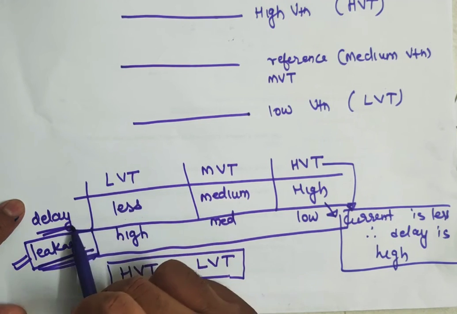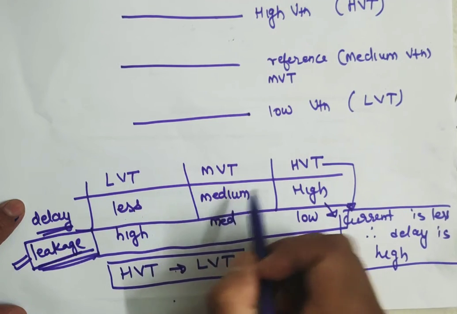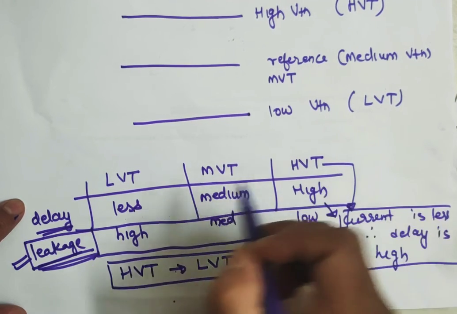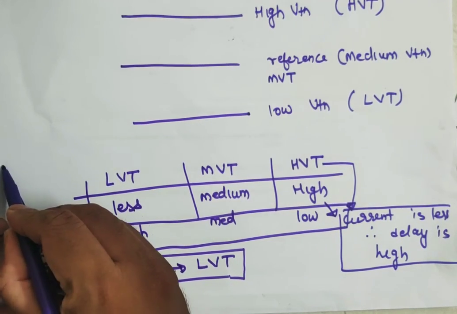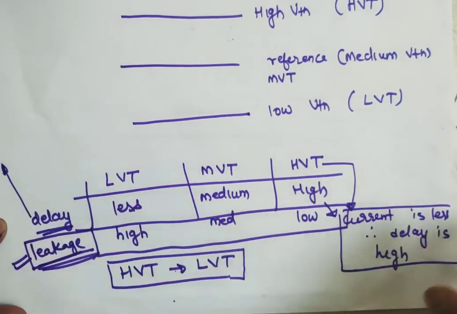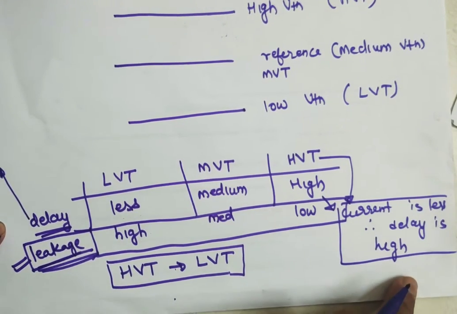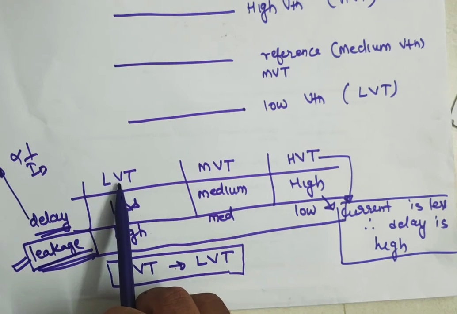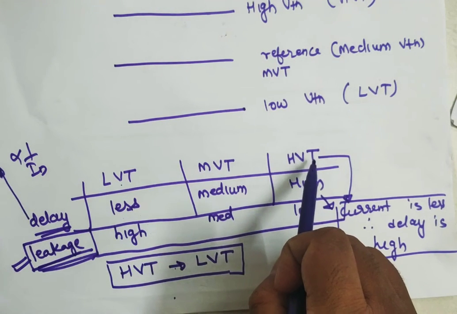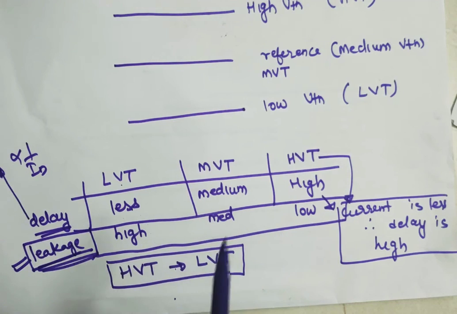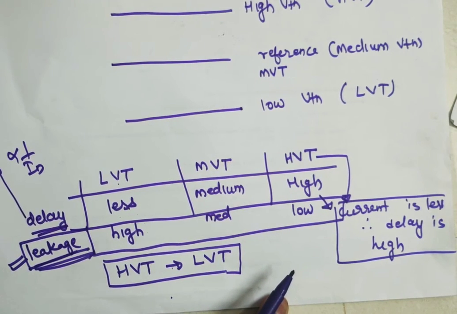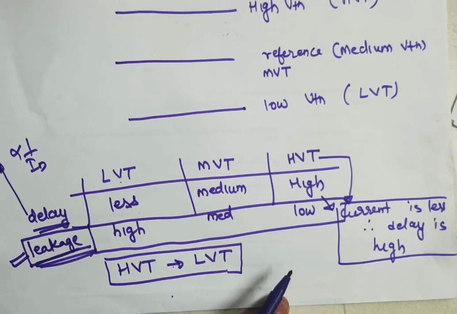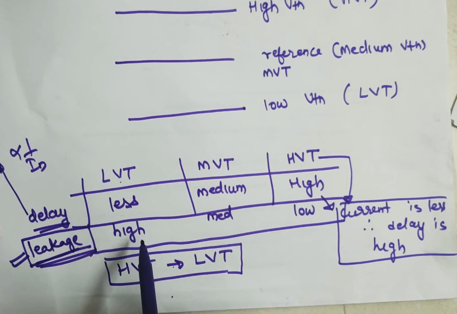So in the LVT, delay will be less. In the medium VT, delay will be medium. In the high VT, delay will be highest. Why? Because delay is inversely proportional to your current. What does it mean? In LVT, current is highest, so delay is less. In the HVT, current is lowest and the delay will be high. But the one implication is, we cannot always use LVT cells. In the LVT cells, leakage used to be the highest. So that is a limiting parameter in the design.